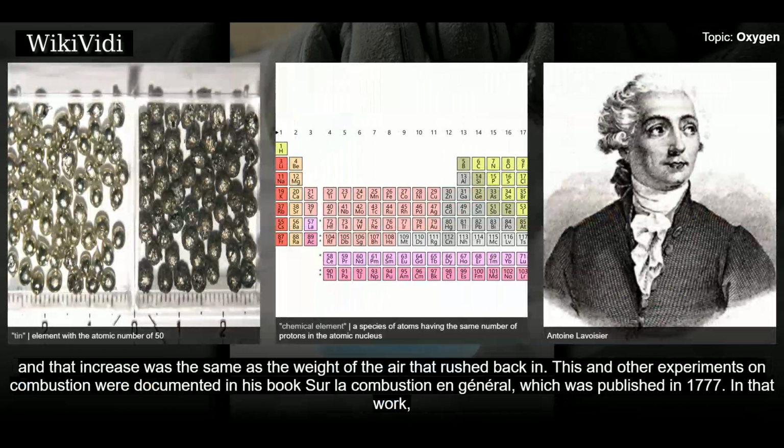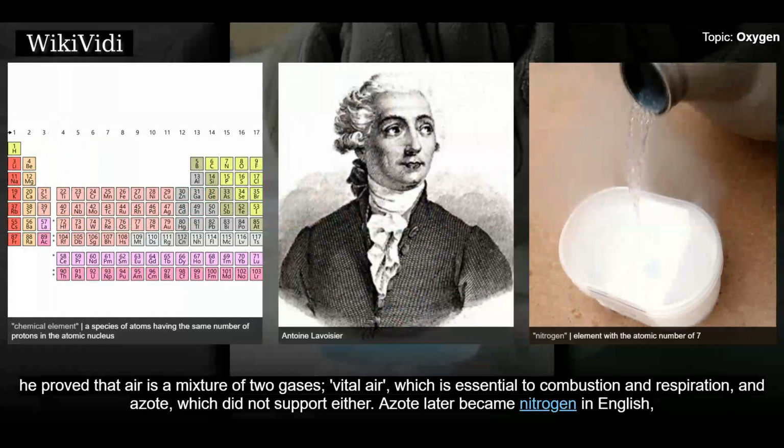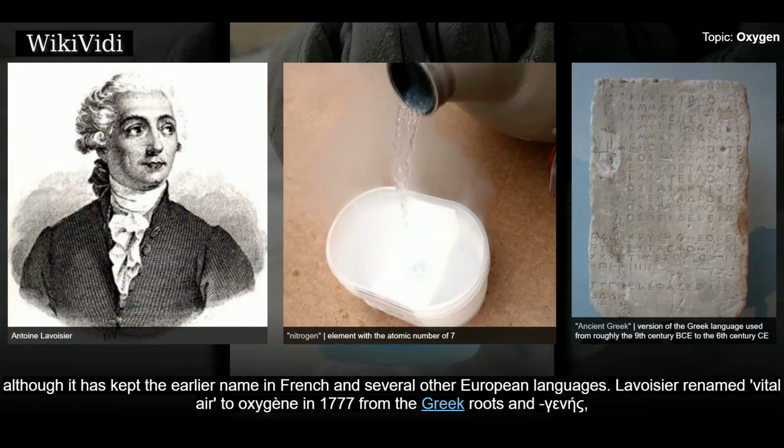1777. In that work, he proved that air is a mixture of two gases: vital air, which is essential to combustion and respiration, and azote, which did not support either. Azote later became nitrogen in English, although it has kept the earlier name in French and several other European languages.